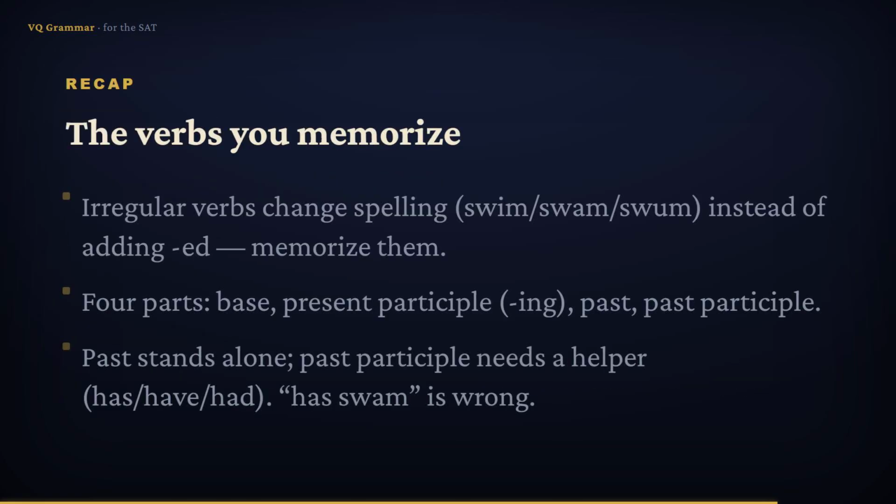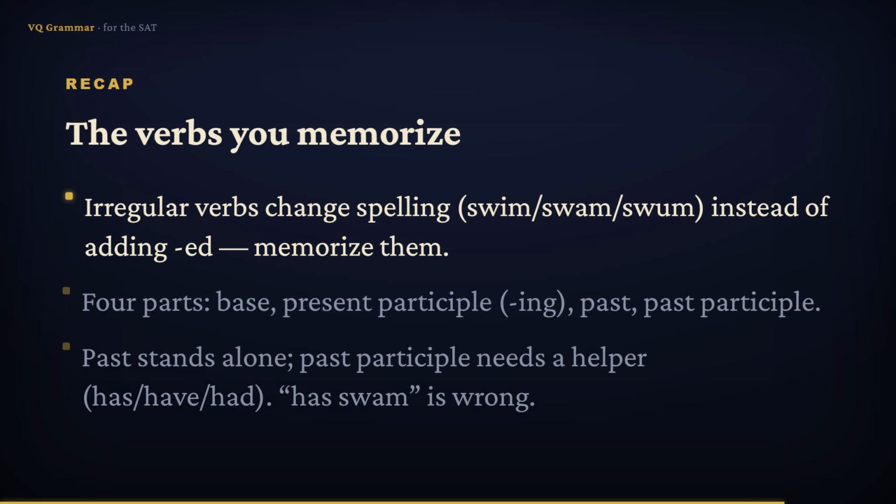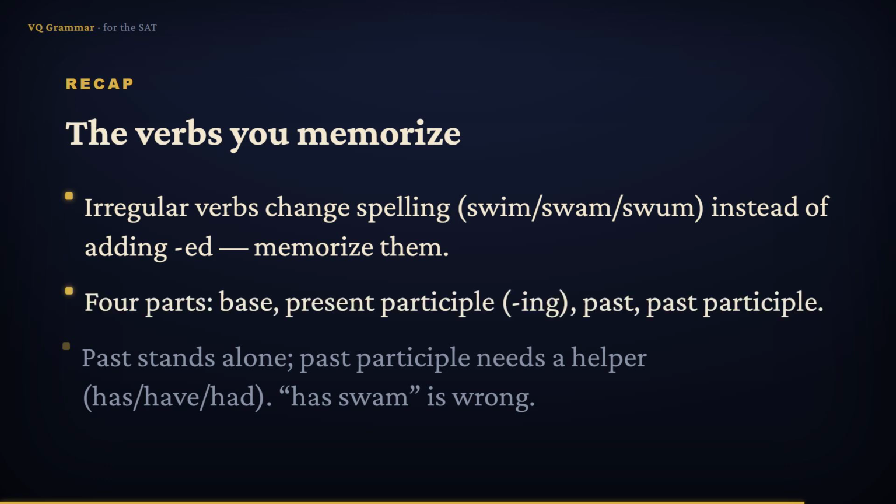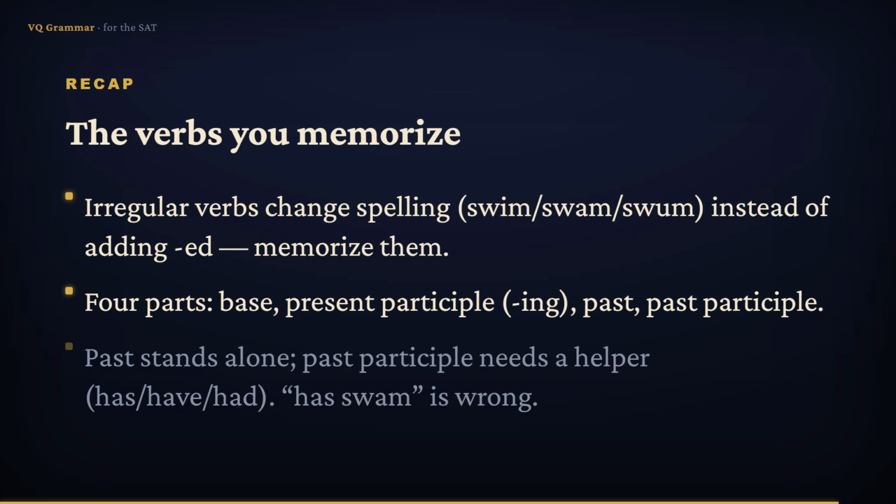Let's bring it together. Irregular verbs don't add ed. They change their spelling, like swim, swam, swum. So you memorize them. Each still has four principal parts, and only the past and past participle are irregular. The present participle just adds ing. The crucial rule: the past form stands alone, while the past participle needs a helper, like has, have, or had. So has swam is wrong, but has swum is right.